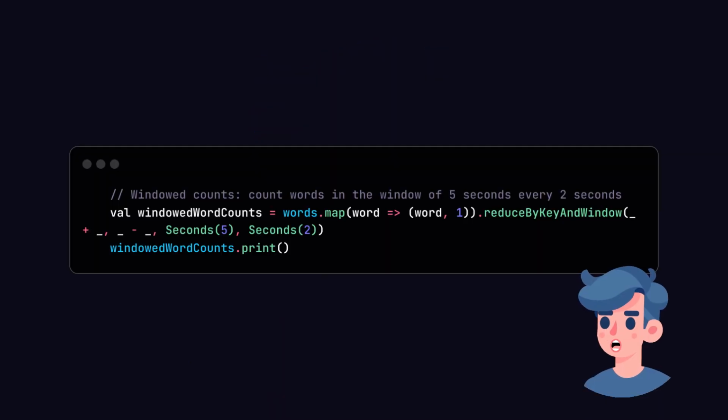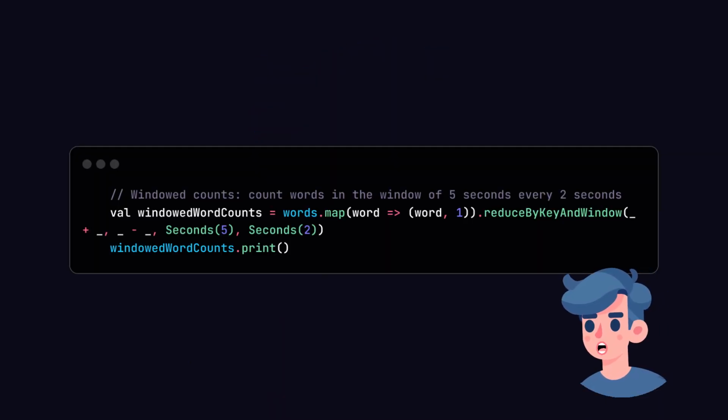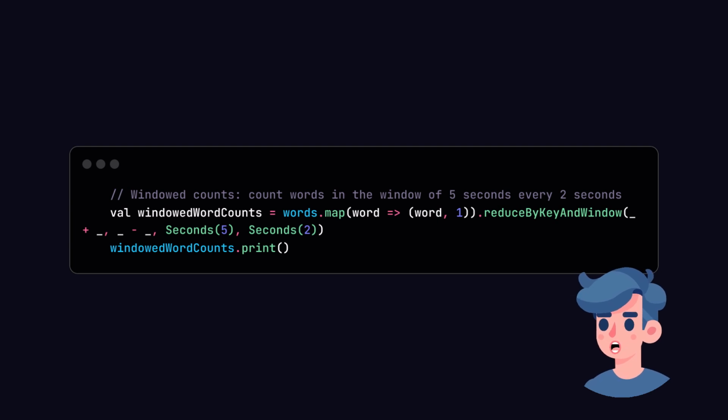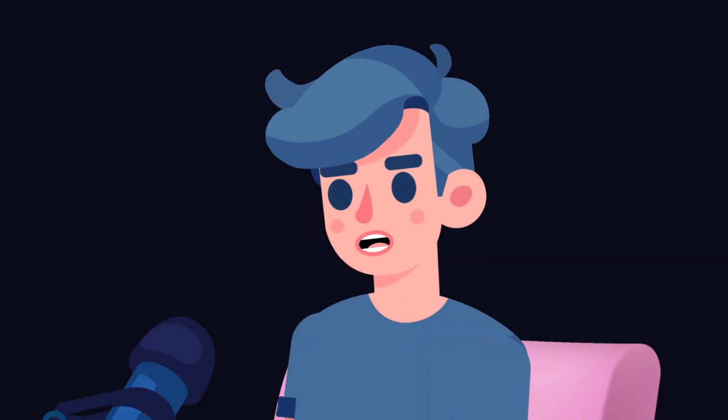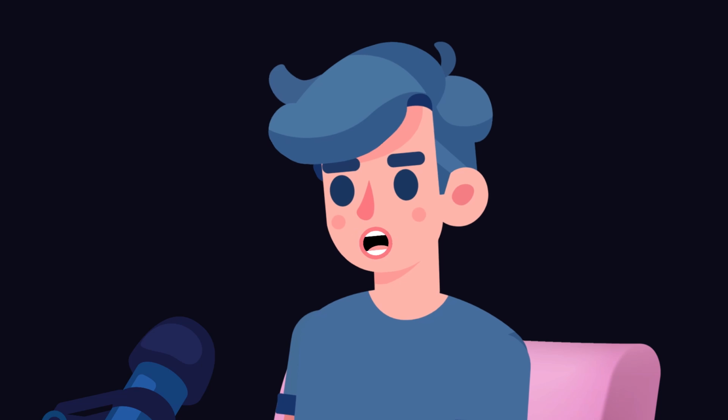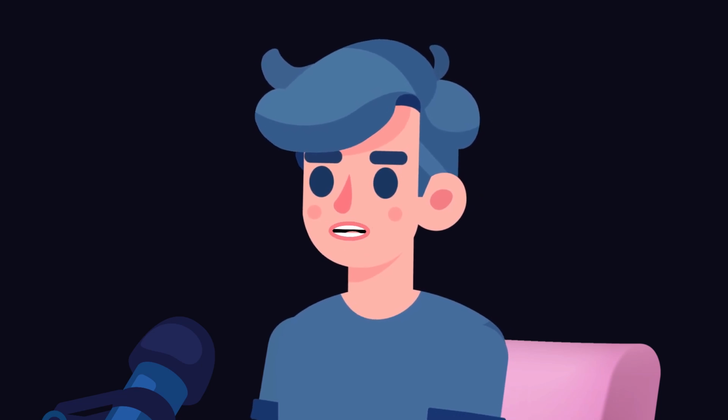What if you want to perform windowed operations? This allows you to look at a subset of the incoming stream of data over a given window of time. Let's say you want to count words over the last 5 seconds for every 2 seconds. Here's how you can do that. With this change, you'll be able to see the word counts over the specified windowed intervals. This is particularly useful for processing data streams that require aggregation over time.